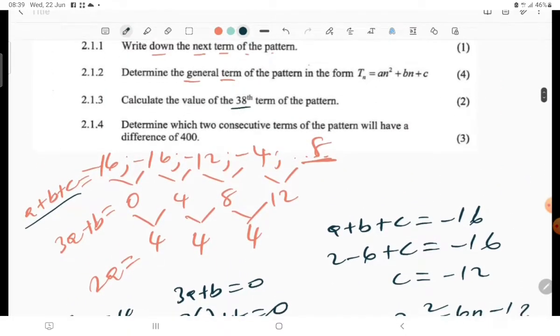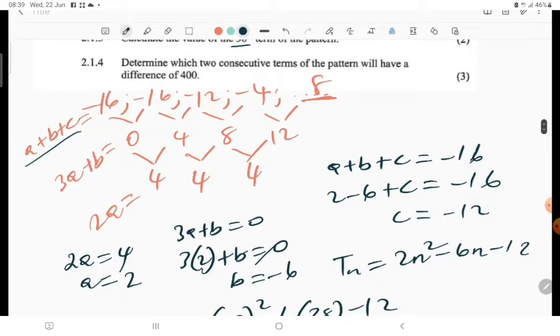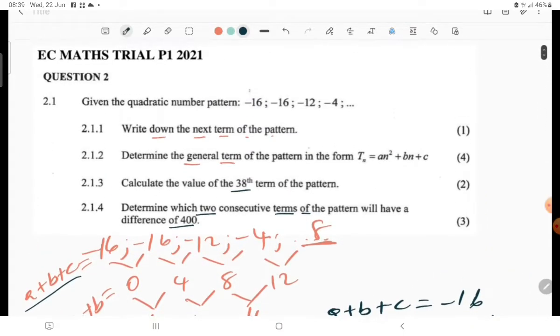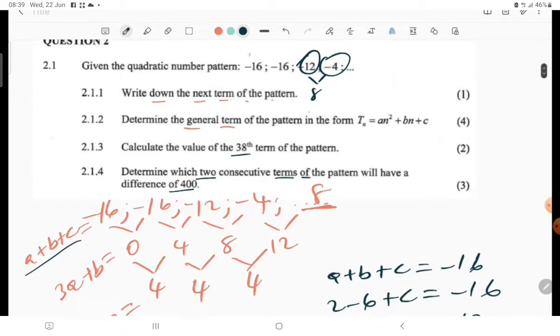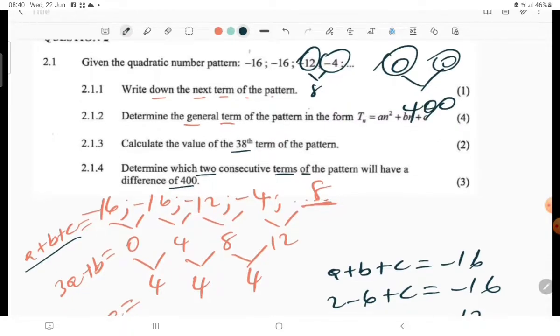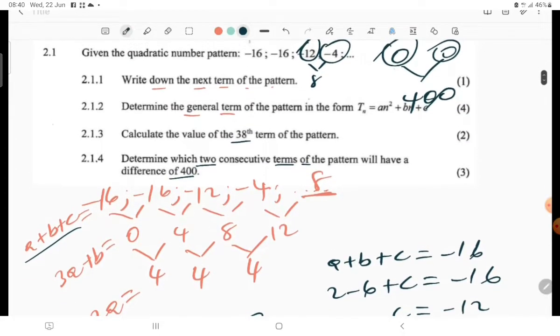Coming to the next one, it says, determine which two consecutive terms of the pattern will have a difference of 400. Now we are looking for consecutive terms. Remember, these terms are consecutive ones, and they give us 8 as a difference. So they are looking for something like that: you have this term and that term, and when you subtract them, they give you this number, which is 400. So which are these terms that they are talking about? We need to work out finding which are those terms.